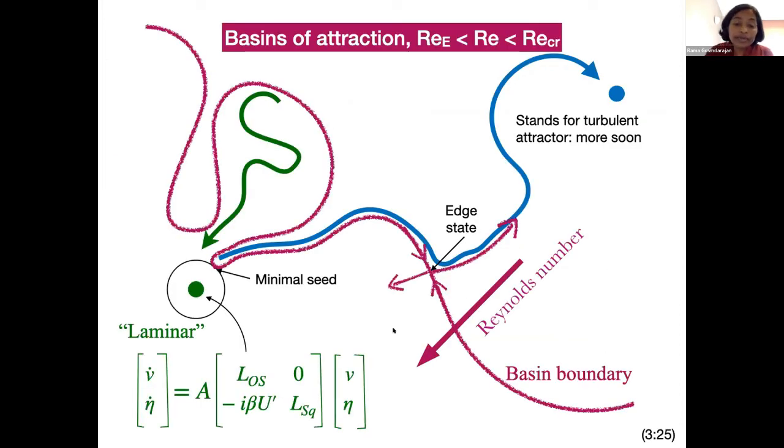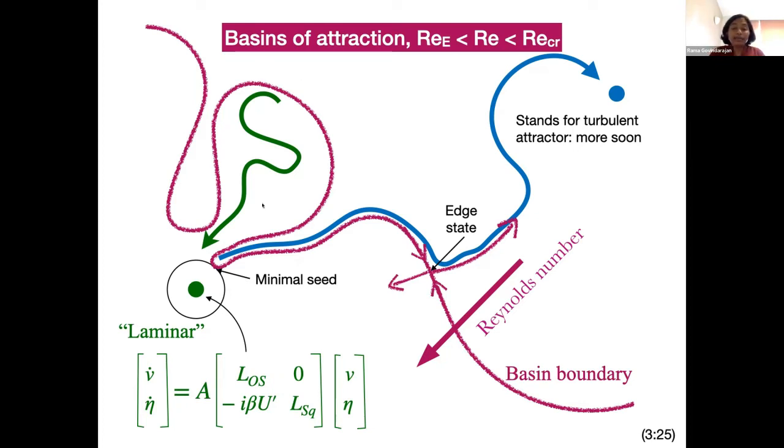We then stopped yesterday's discussion by starting on these subcritical situations where both laminar and turbulent states have a basin of attraction, in some range of Reynolds numbers. The basins of attraction were separated by this basin boundary. And this basin boundary is like a maximum in the finite time Lyapunov exponent. It's basically a ridge.